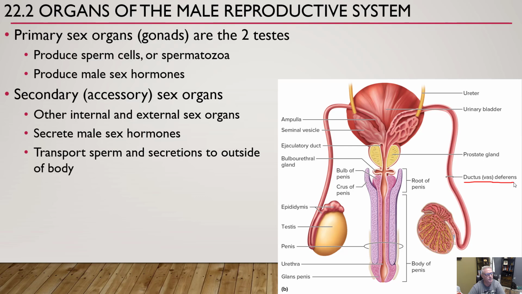The ductus deferens or the vas deferens. That's actually what they snip if you're having a vasectomy. Here is your testis, or testes would be plural.